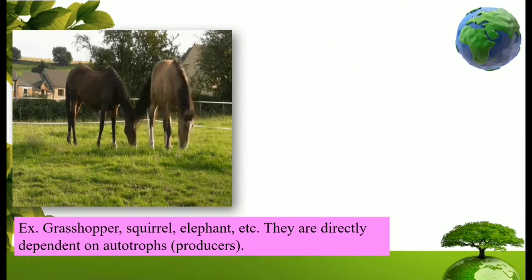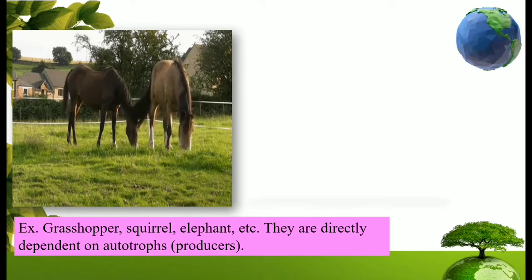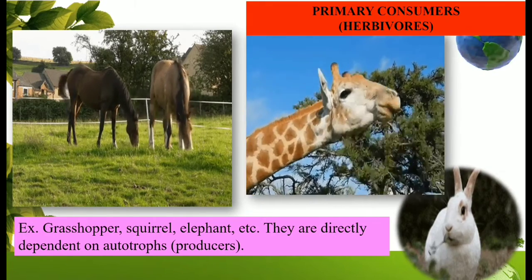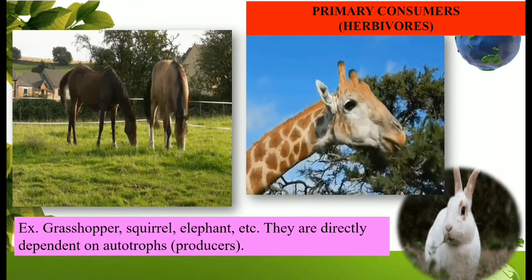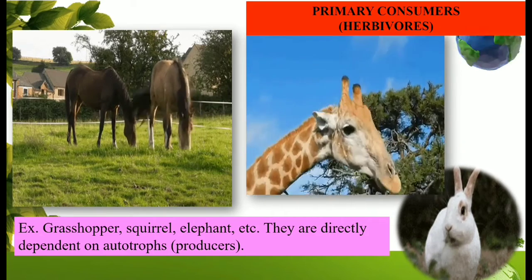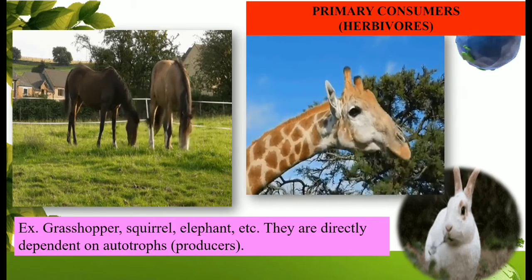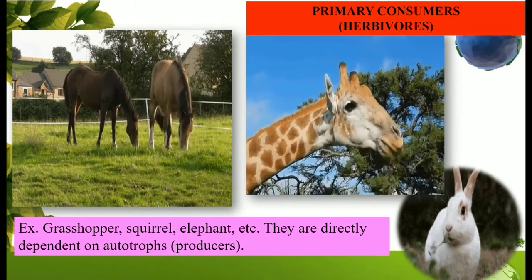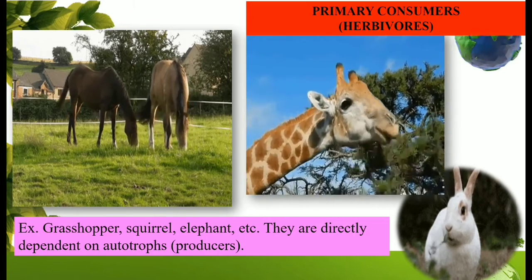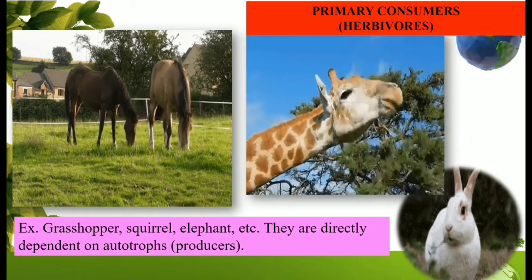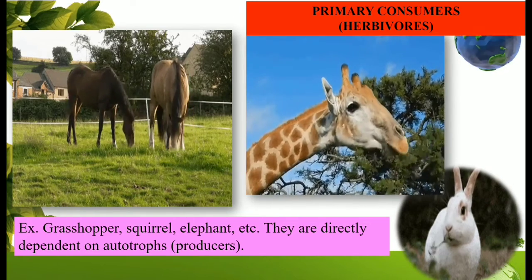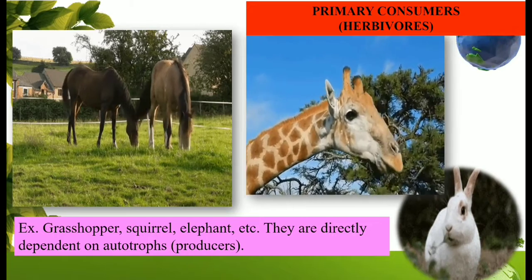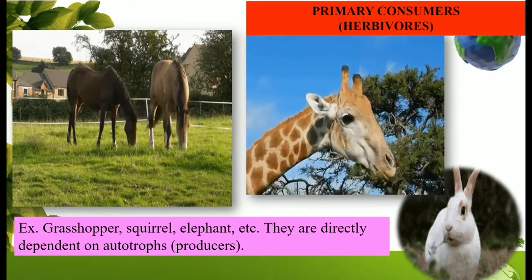Now the animals which feed on grass, leaves, fruits, and vegetables come under primary consumers or herbivores. Remember these examples here: a grasshopper, squirrel, elephant, etc. They are directly dependent on autotrophs, that are the producers. ठीक है? तो जितनी भी चीजें यहाँ पर आप लोग देख रहे हो वो सब producer पे directly dependent हैं.